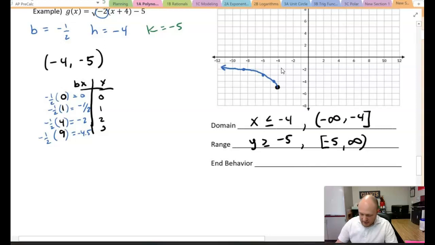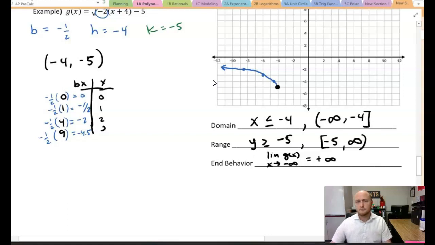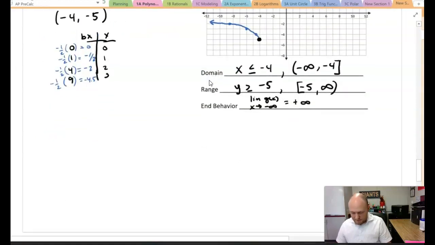And then my end behavior, notice I'm switching directions. So the limit of g of x, now my x values are decreasing without bound towards negative infinity. So the left side, and we're going up. So that's a positive infinity. Not too shabby.